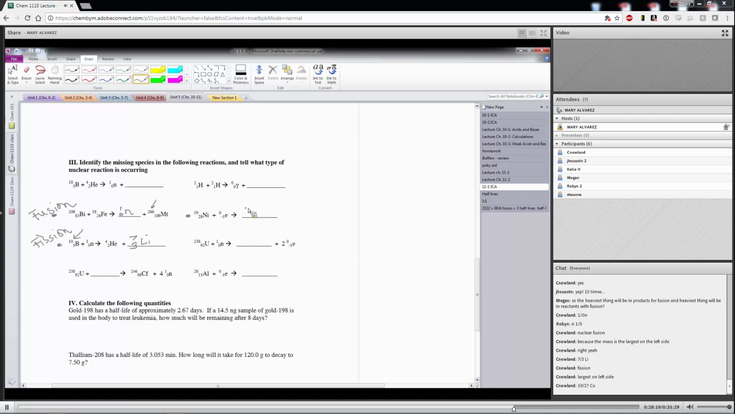So 59 plus 0 gives me 59. 28 minus 1 gives me 27. And then element number 27 is cobalt. How would you describe this one? Excellent. This one is electron capture.